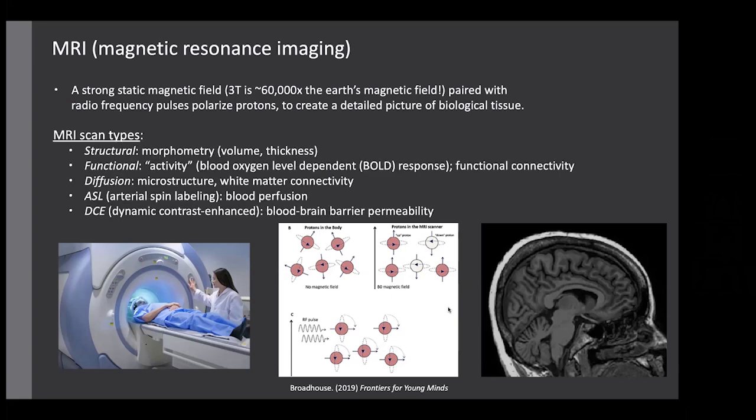So there are a whole bunch of different MRI types. Some examples include structural. This is a structural scan. Functional, that measures an estimate of brain activity. Diffusion MRI measures microstructure. Arterial spin labeling measures blood perfusion. Dynamic contrast enhanced MRI measures blood-brain barrier permeability. And I'll touch on some of these methods a little bit later.